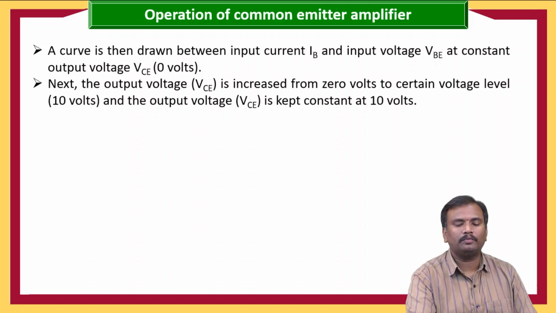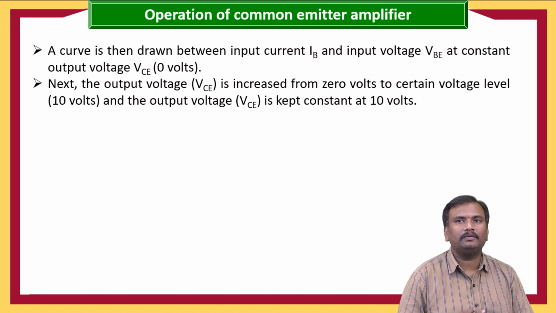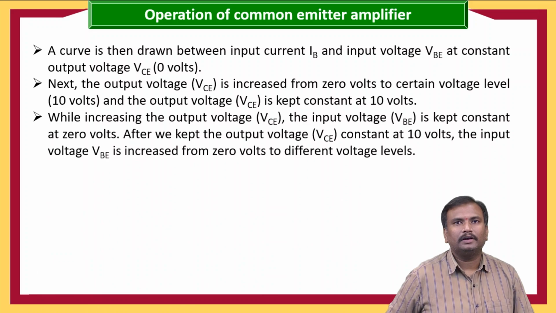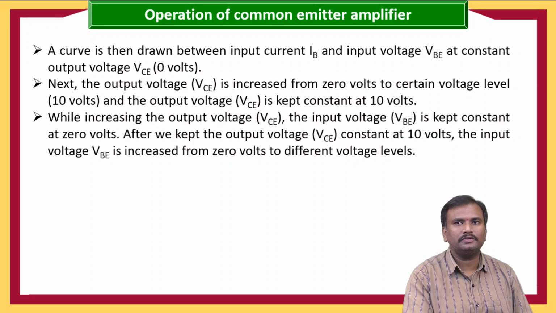at constant output voltage VCE equals 0, and this is the next point, where VCE is kept at 10 volts, and while increasing the output voltage VCE, the input voltage is kept constant at 0 volts.